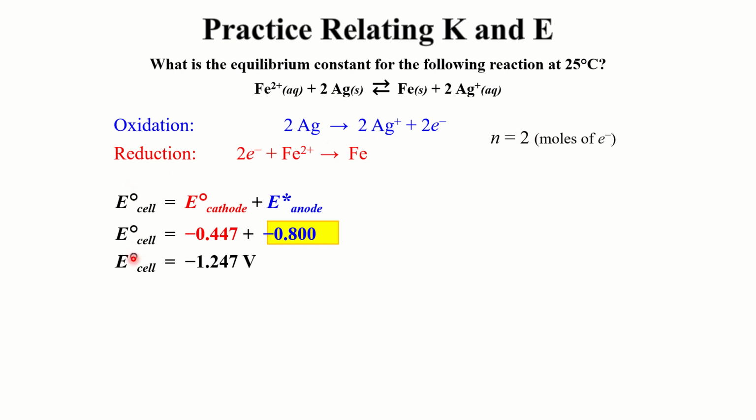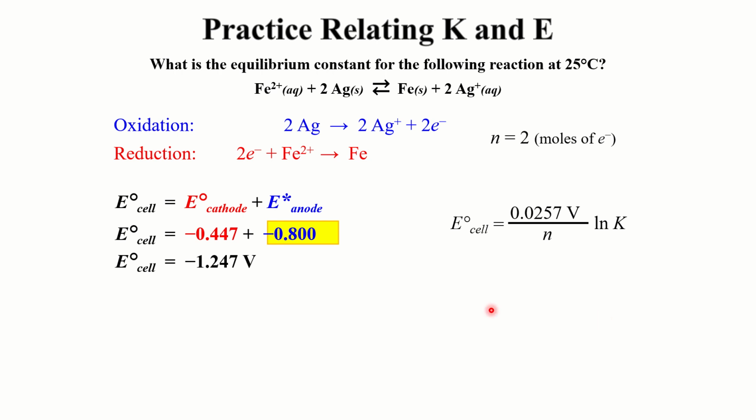Now we can calculate E cell. So you'd look up these values in a table. You'd find that the reduction potential for iron is negative 0.447 volts. You would also find that the reduction potential for silver is actually positive 0.80 volts, but since silver is being oxidized here, you actually need to flip that, and silver has a negative oxidation potential of negative 0.800 volts, and so we get an E naught cell value, a standard cell potential of negative 1.247 volts.